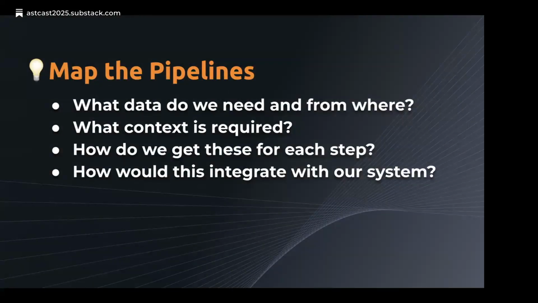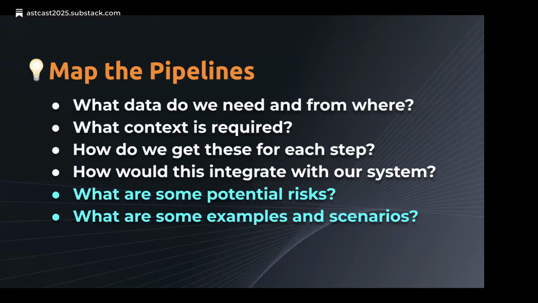So, some things in this. What data do we need and from where? Notice how the input's from the user, but we've got to get context from Spotify's API, so we get real-time songs, not just stuff that used to be there or is not. What context is required? How do we get these for each step? And how would we integrate this into our system? I put these in blue because as testers, you're usually asking these things as well. What are some potential risks with this thing? It's just a chatbot, which means there's an infinite number of inputs that can go into it. So the testing surface area is pretty huge. And then what are some examples and scenarios? We haven't even built anything yet, and I'm already coming up with scenarios for us to consider as we design and build this thing.